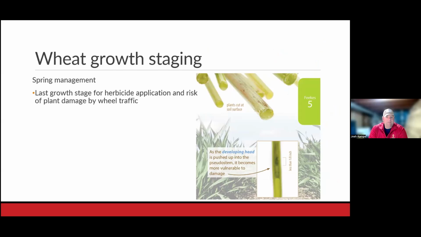This Feeks 5 point is when that head is starting to push up through the stem. It's a point when that plant becomes risky to do many herbicide applications. It becomes risky to drive on the field very much. So you want to try to have any of that work done ahead of time, so that we don't injure that plant, because it actually won't be able to grow back from injury when it's at this Feeks 5 stage, since that head is starting to actually emerge above ground and get up into that growing stem of the plant.